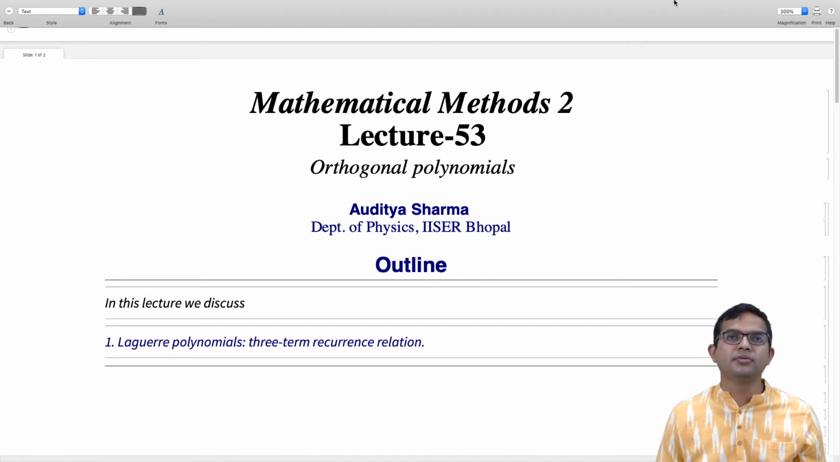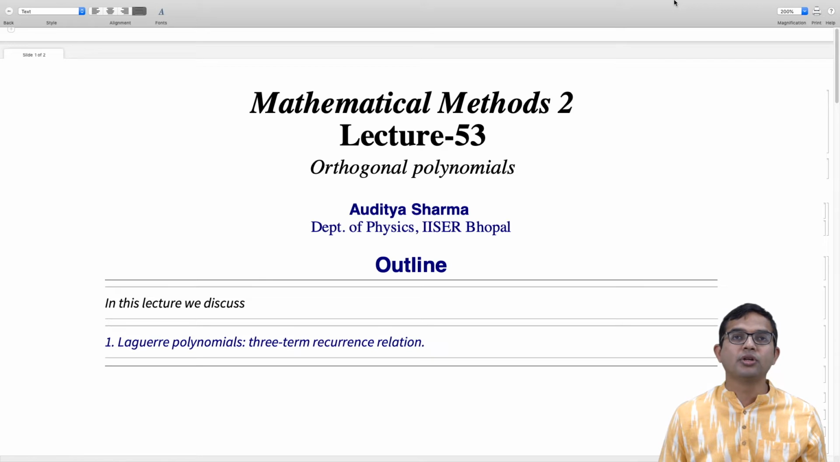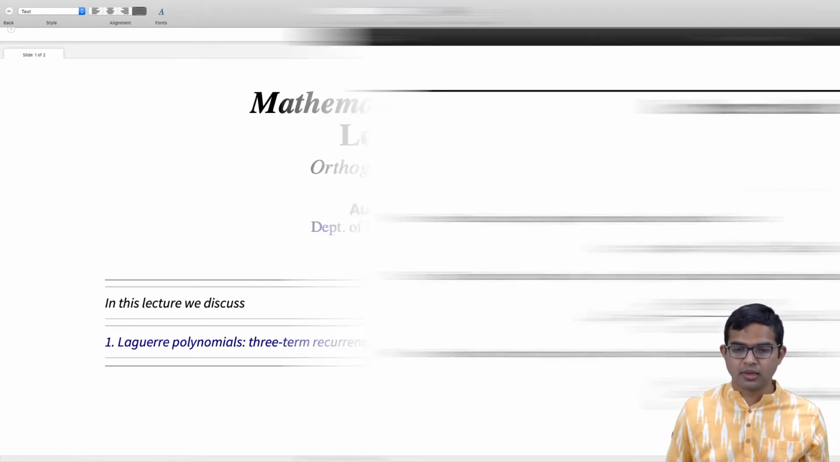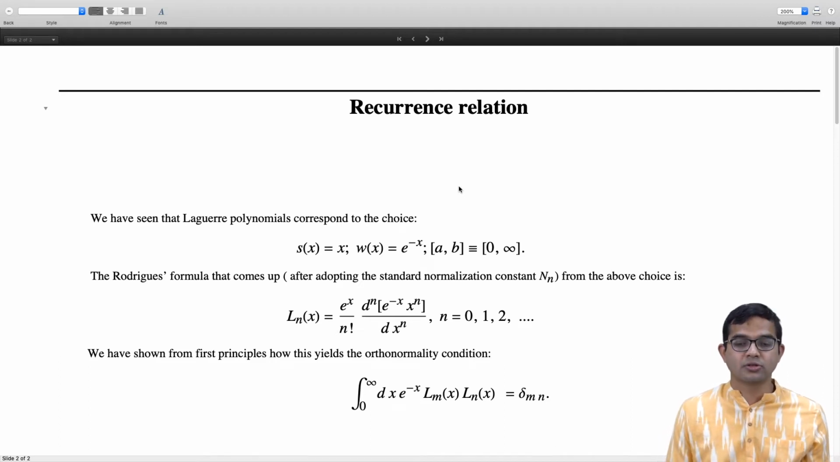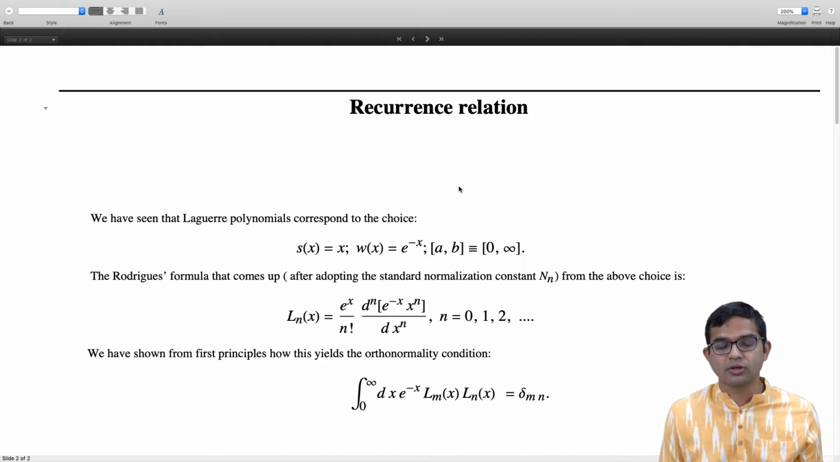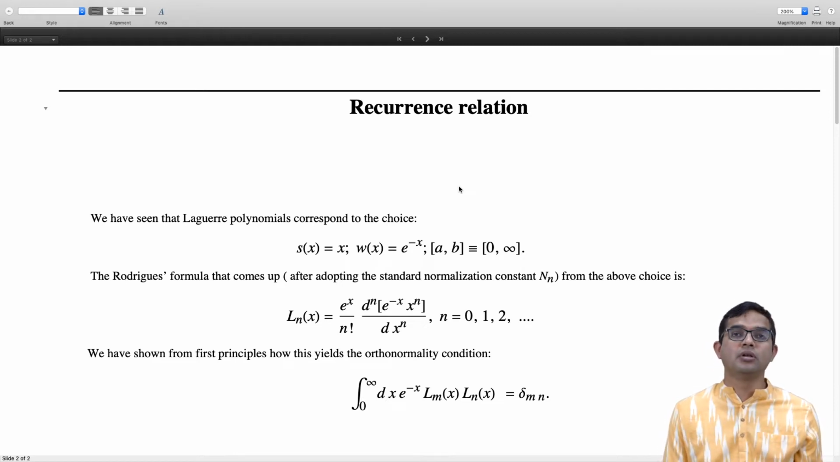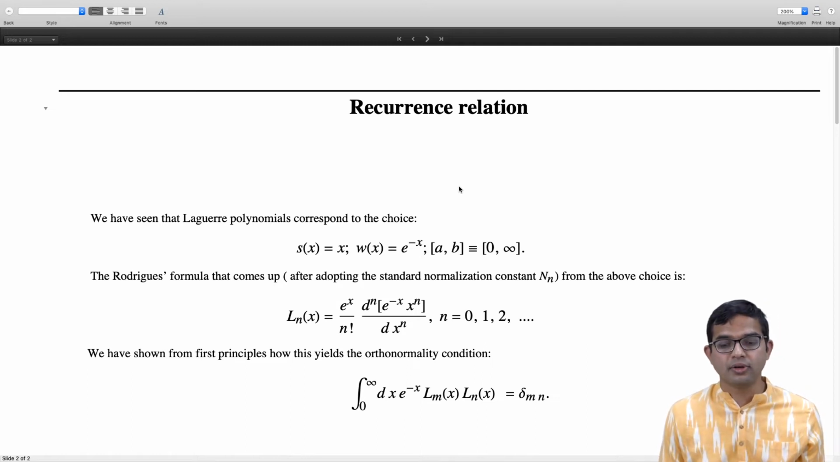Okay, so in this lecture we show how to obtain the three-term recurrence relation corresponding to Laguerre polynomials starting from first principles. So Laguerre polynomials are obtained when we set s of x to be x, w of x, the weight function, to be e to the minus x, and the interval corresponding to Laguerre polynomials is from 0 to infinity. We have seen this, and the Rodrigues formula corresponding to Laguerre polynomials is e to the x divided by n factorial times the nth derivative of the product e to the minus x times x to the n.